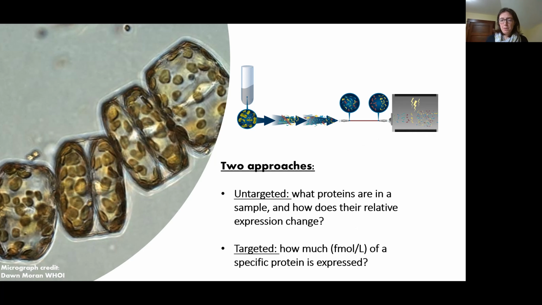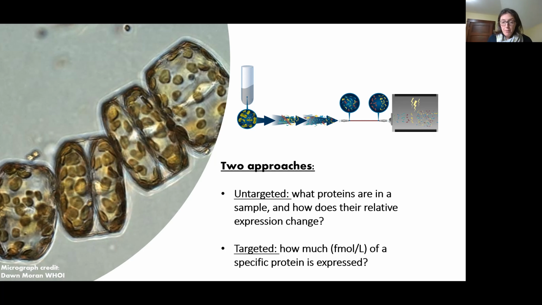The two approaches that we use in my group, we always use these in combination, is to use both targeted and untargeted methods. These untargeted methods allow us to ask the question, what proteins are here and how does their relative expression change? Whereas these targeted approaches allow us to ask questions about really specific proteins and peptides in particular, and lets us ask how much in absolute quantities of a specific peptide is in a sample. And to do this, we need to know the identity of that peptide before we get started.